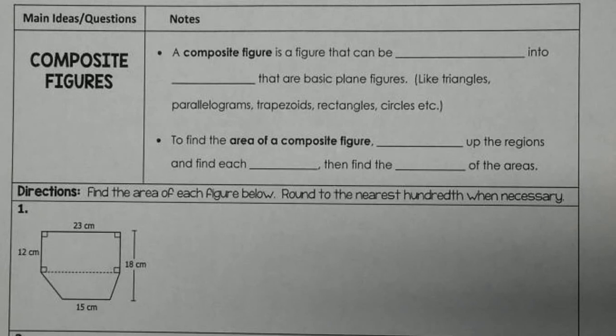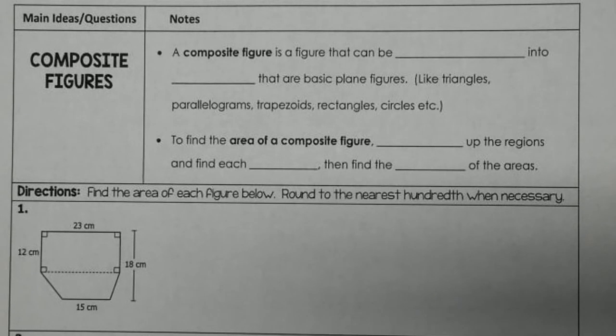Okay, we are going to talk about composite figures today. Composite figures are figures that are just pushed together and form two or more different shapes, and you essentially have to find each area individually and then add them together. Okay, so we're going to do this today.